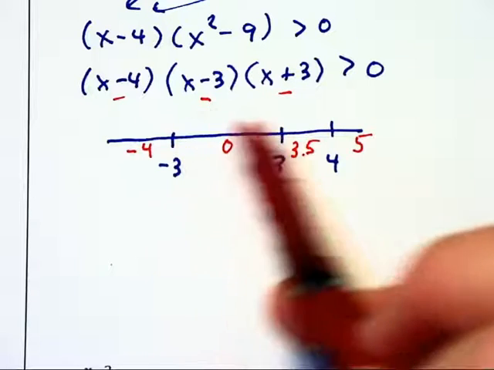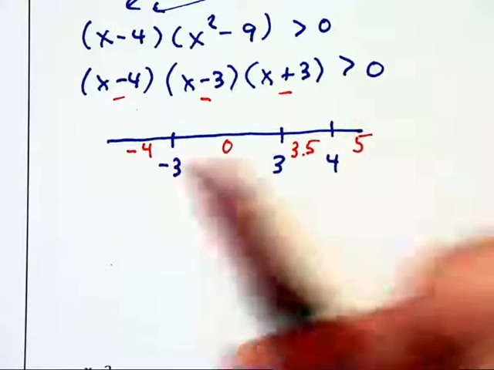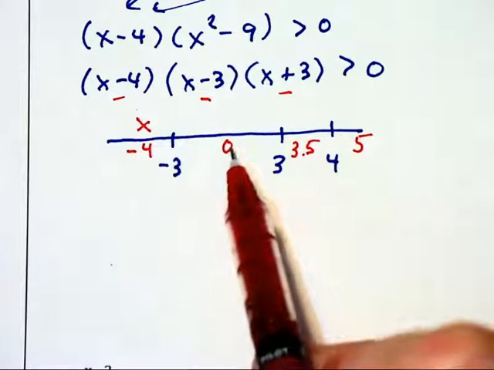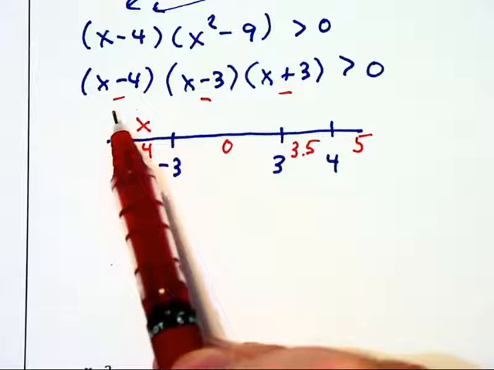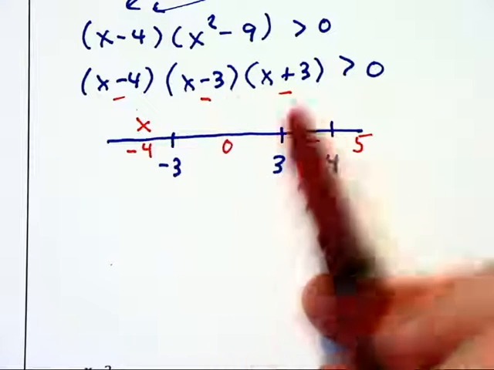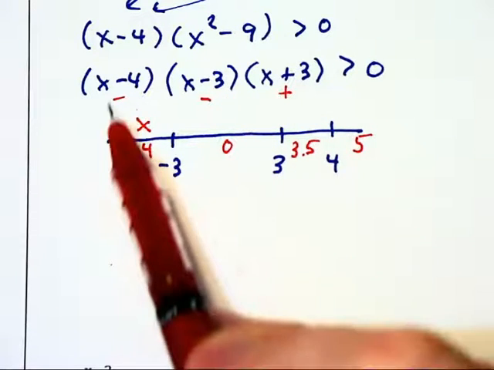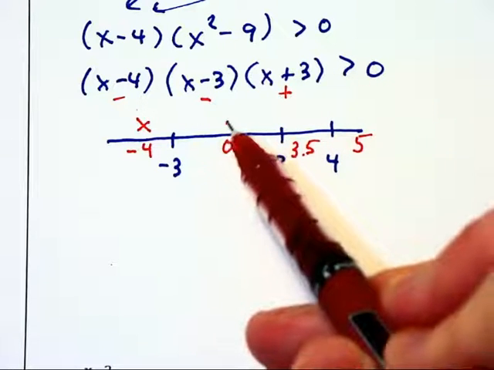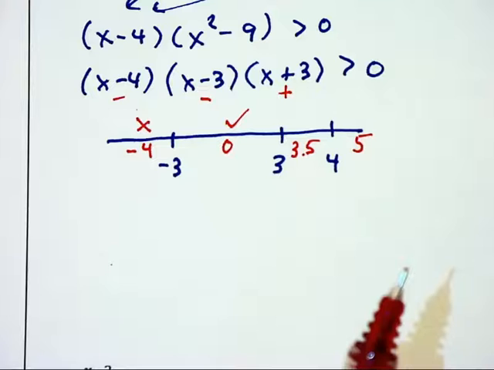So negative times negative times negative is negative, and we want it to be greater than 0, so that's not a solution region. Let's try 0. 0 minus 4 is negative, 0 minus 3 is negative, but 0 plus 3 is positive. Negative times negative times positive is positive, which is greater than 0, and so 0 is going to be in one of our solution regions.